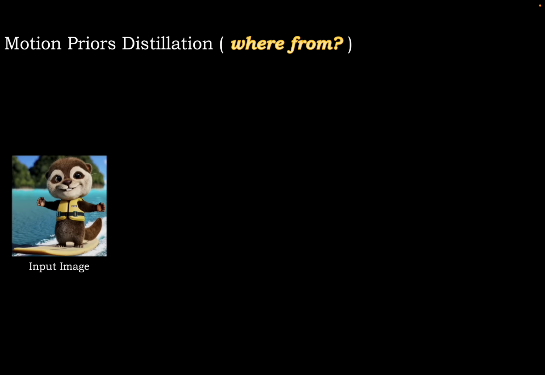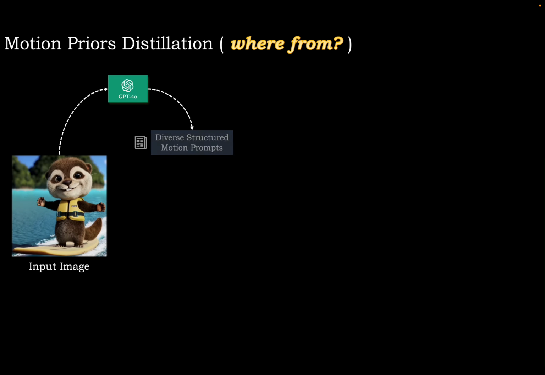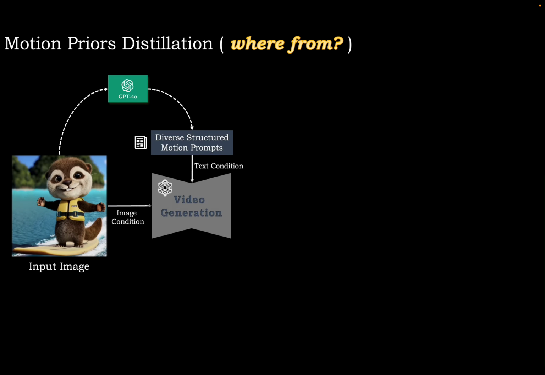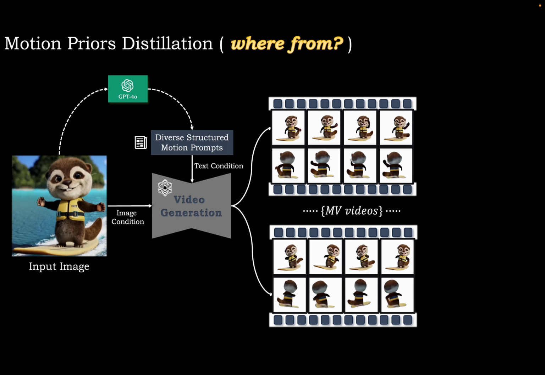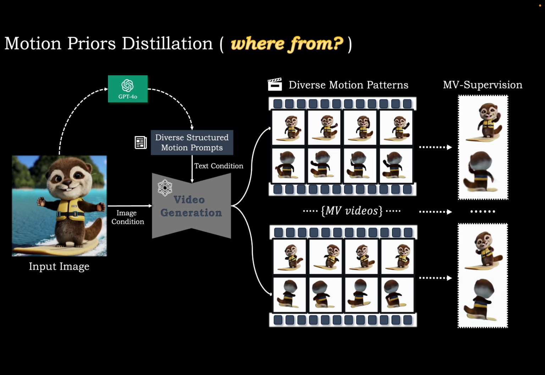First, let's start with motion priors distillation to solve the where-from problem. Given a single view image as input, to obtain diverse motion knowledge for a specific object hidden in the video model, we source diverse motion prompts from large language models and generate multiple videos containing diverse motions of the same object using video generative models.